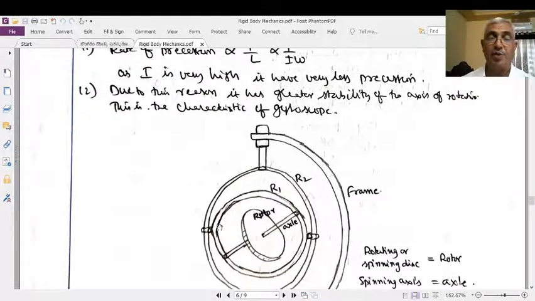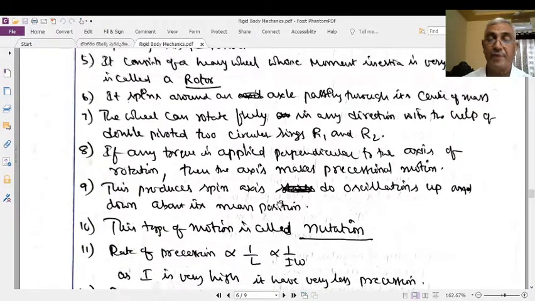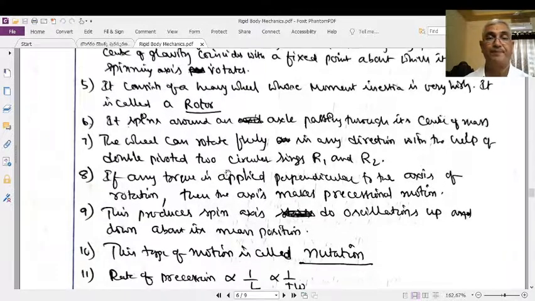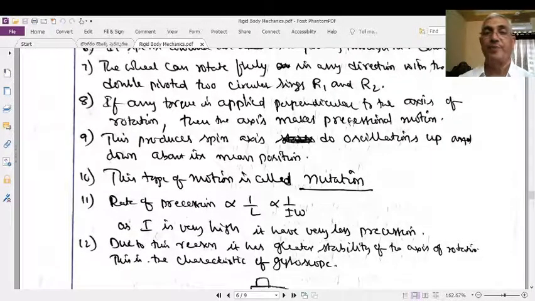Okay, the whole device will be at a definite state of rotation or precession. That is a very important point. If any torque is applied perpendicular to the axis of rotation, the axis makes precessional motion. Gravity will act in a direction perpendicular to the axis of rotation. Therefore, the axis will make precessional motion.